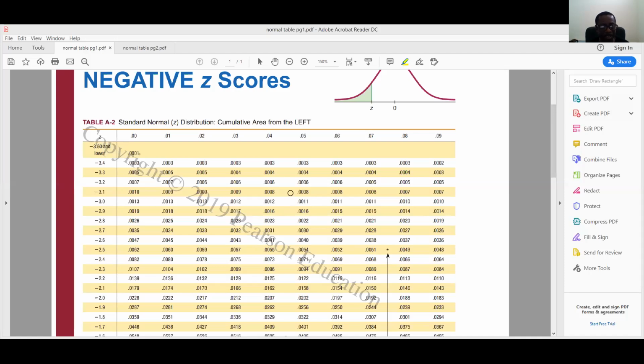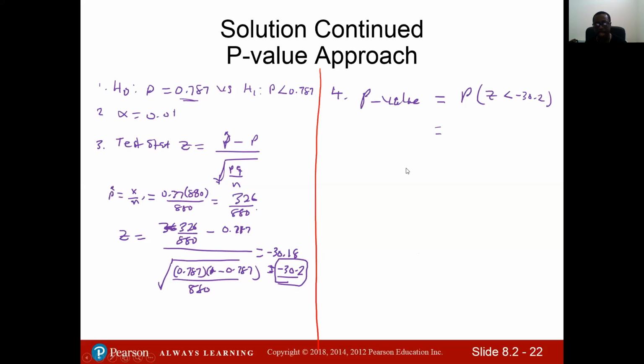Now you notice that even at the top, negative 3.5, it's 0.0001. So negative 30 with anything less than that is 0.0001. Now this value is actually less than zero, it's approximately zero. So if I go back and share my PowerPoint, this probability, according to the table value, is 0.0001.